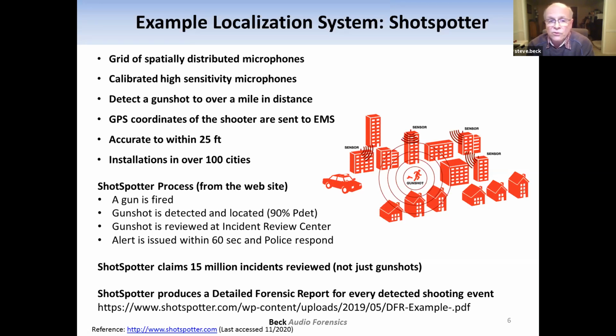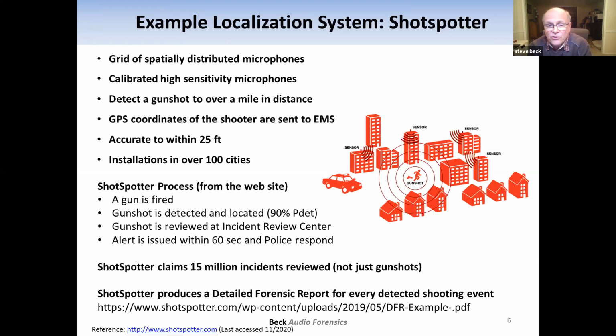And when they do, they send the GPS coordinates to EMS. And, in their studies, they say they're accurate to within 25 feet. And they've got installations in over 100 cities, including Chicago. And for anybody here in Central Texas or in Austin, the software that originally was used to develop ShotSpotter was, I think, based on LabVIEW from National Instruments, which is headquartered here in Austin. Just a little fun fact.